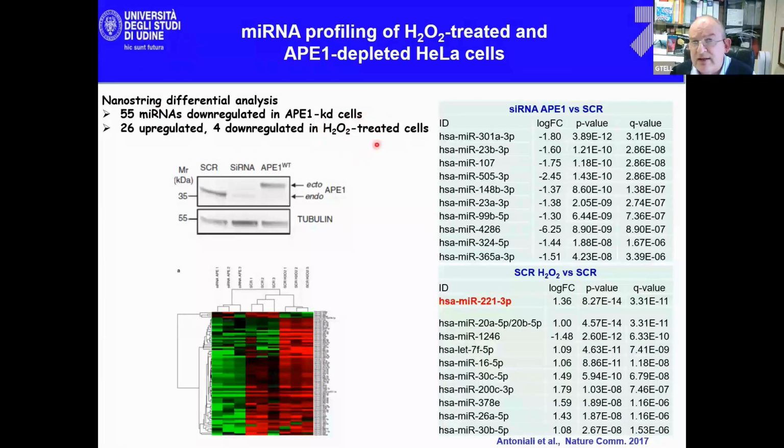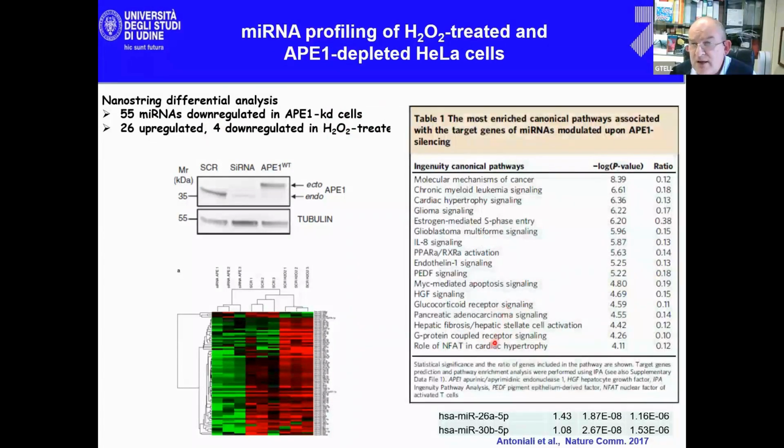And some of them are also associated with H2O2 treatment of the cell. In particular, we concentrated on some microRNAs, such as microRNA 21 and 222. But what is important to note is that functional gene ontology analysis demonstrated that indeed these microRNAs regulated by APE1 play a significant role, again, in cancer development.